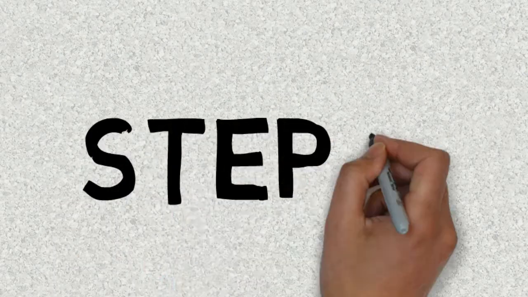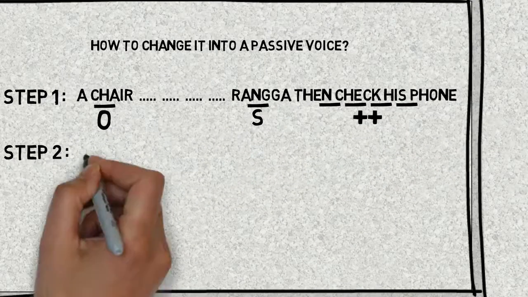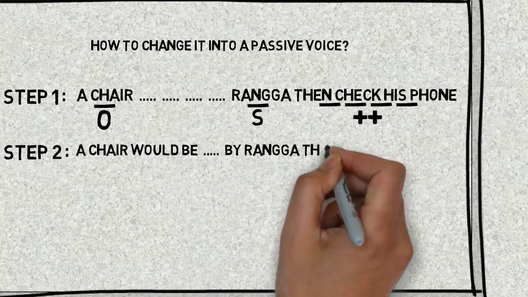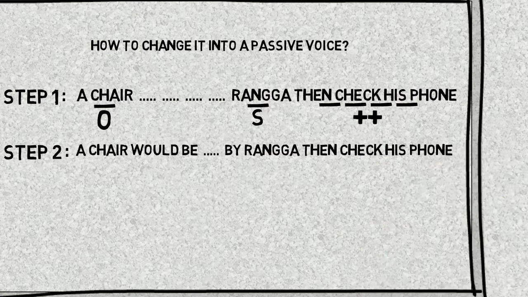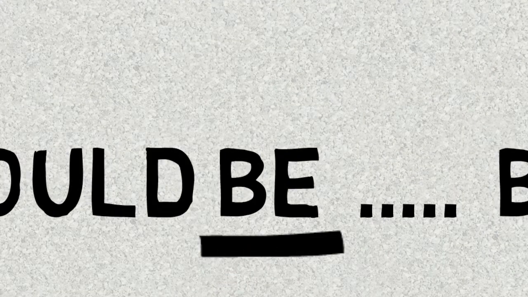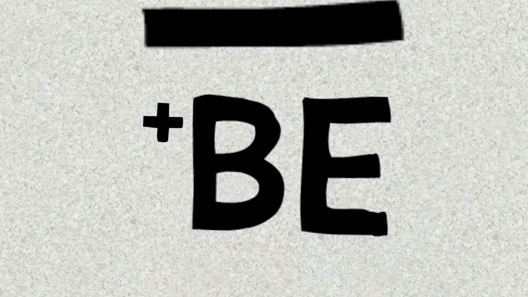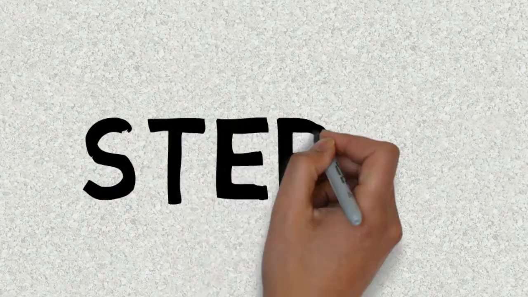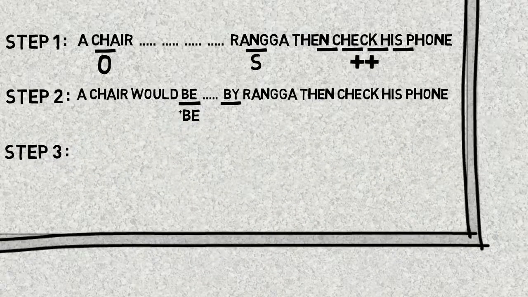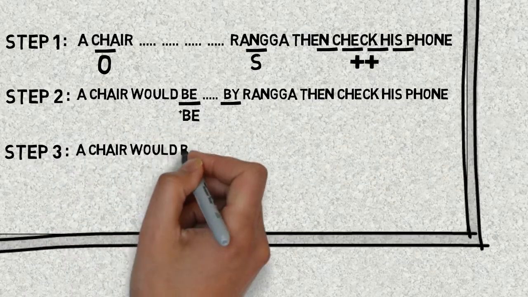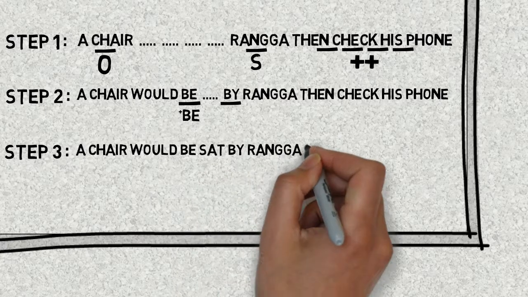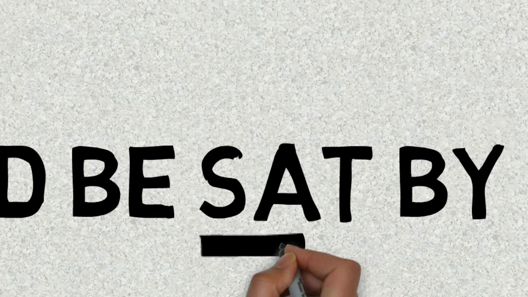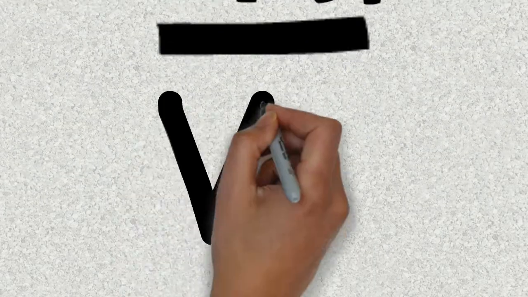Step 2. A chair would be blah blah Rangga, then check his phone. Add be and by. Step 3. A chair would be sat by Rangga, then check his phone. Sit changes into the verb 3.